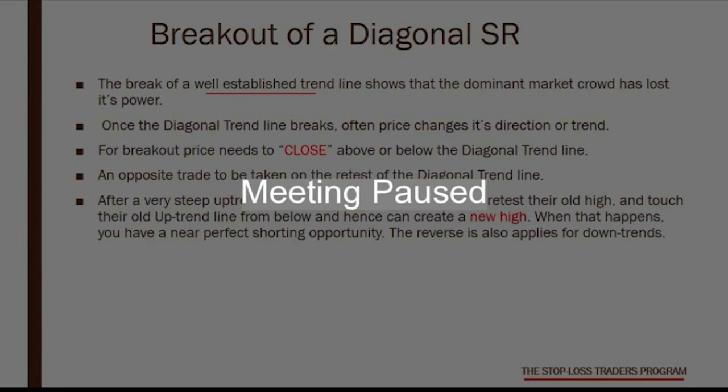Shivaraj has a question. Can you tell a simple definition of a flip zone? The simplest definition of a flip zone is a resistance that got broken and is now acting as a support. This is the simple definition. There is a resistance, right? This is a resistance which got broken and is now acting as support. So it is a place in the chart where price has shown both support and resistance.